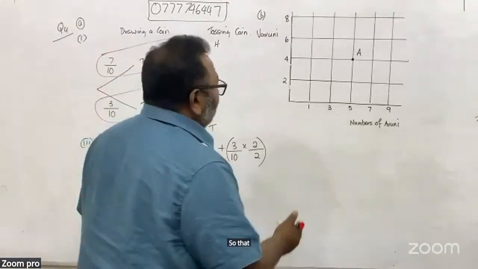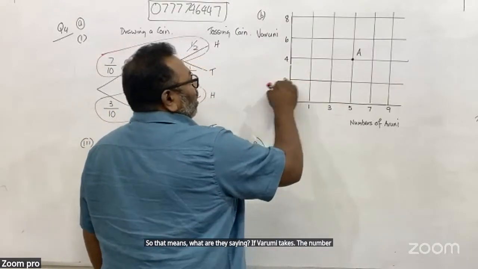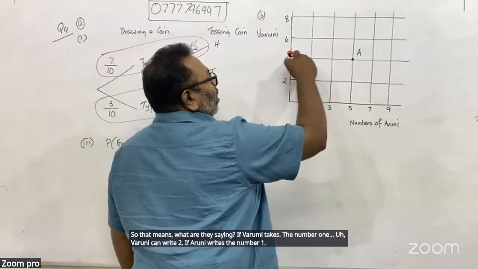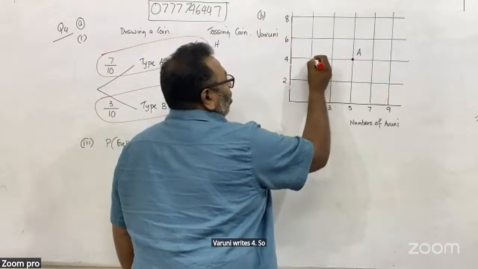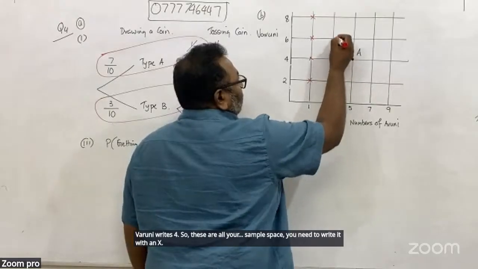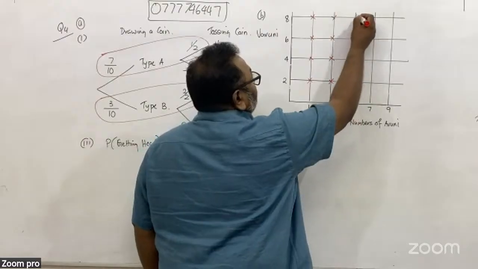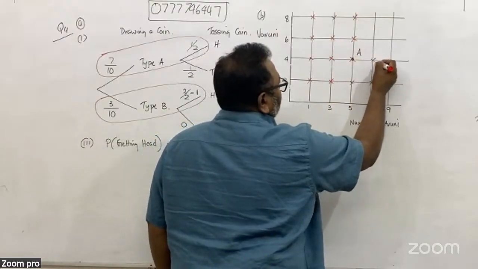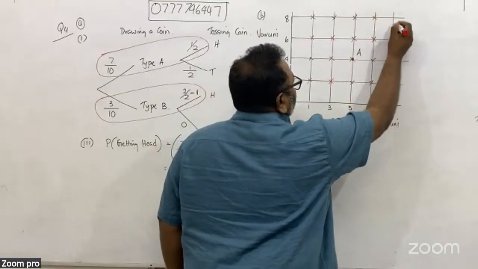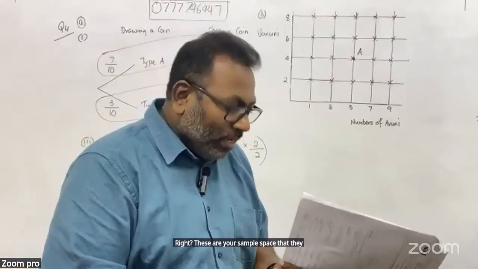So that means, what are they saying? If Aruni takes the number 1, Varuni can write 2. If Aruni writes the number 1, Varuni writes 4. So these are all your sample space. You need to write it with an X. Right? These are your sample space that they are asking very clearly to mention.